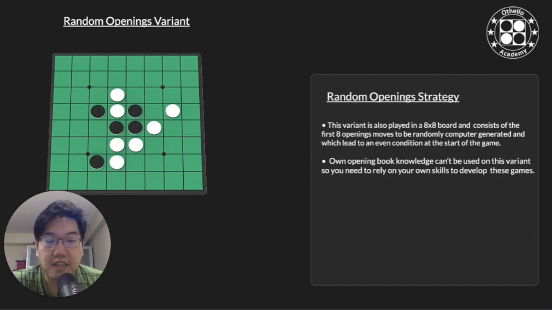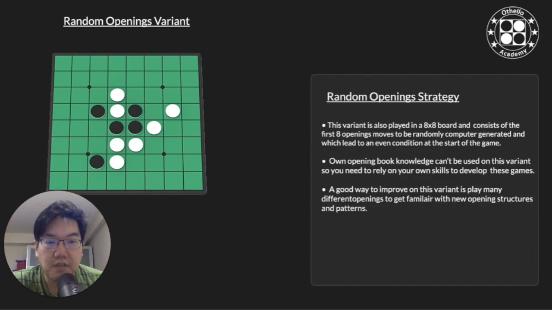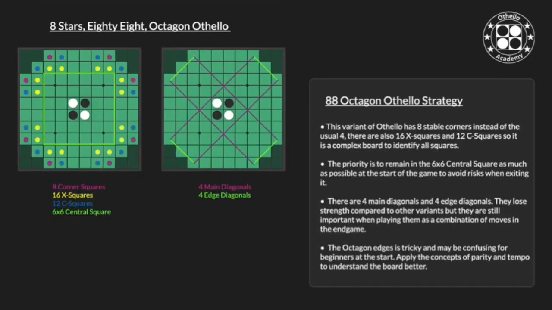And of course, as said before, the opening book knowledge can't really be used on this particular variant, because unless you really play a large number of random openings, there are at least 10,000 randomly generated openings from the computer. So I don't think human players can actually master all of these openings unless you're playing XOT 24/7. So that's an interesting point to take note. So essentially, the last point over here is about practicing your basic strategies and your basic concepts based on the random openings.